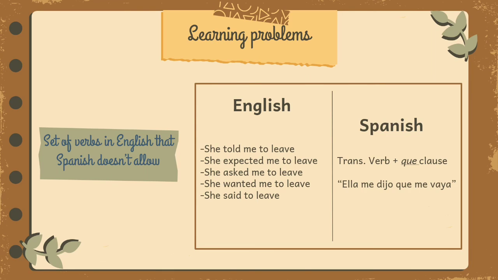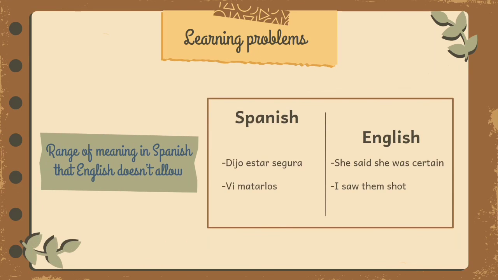In the first place, English allows the complement construction with a set of verbs that Spanish does not allow. For instance, she told me to leave, she expected me to leave, she asked me to leave, and so on. In Spanish, we would have the transitive verb plus a que clause. The translation equivalent would be, for example, ella me dijo que me vaya. Another one is that Spanish allows the complement constructions in a range of meanings that English does not allow, as in dijo estar segura and vi matarlos, compared to she said she was certain and I saw them shoot.